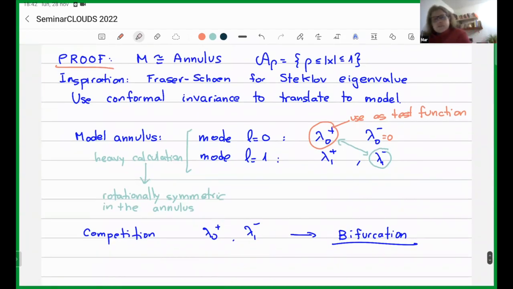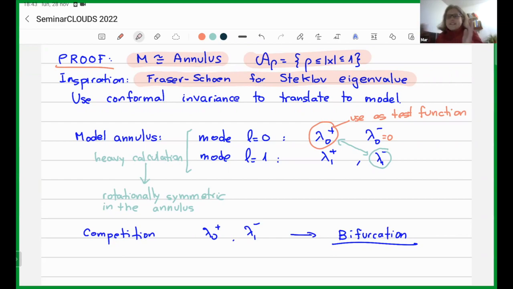Let me get to the part that I find more interesting, and actually this was the motivation for developing this whole line of research, why I was initially interested in the problem: when M is conformally equivalent to an annulus. So let me write the annulus, from R to 1. Now the inspiration is the series of works of Fraser-Schoen for the Steklov eigenvalue, because there they have a bifurcation result depending on the size of the annulus for the Steklov eigenvalue. And the same thing that happens in their work is going to happen here for this third order eigenvalue problem. Now, if you look at the proof, this one is going to be very similar.